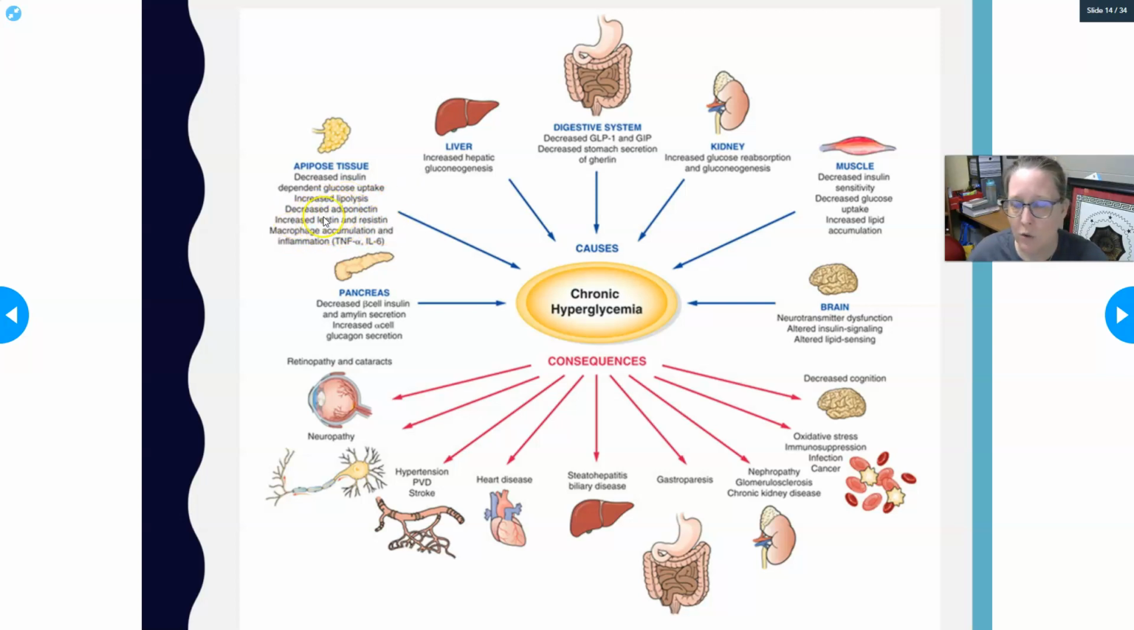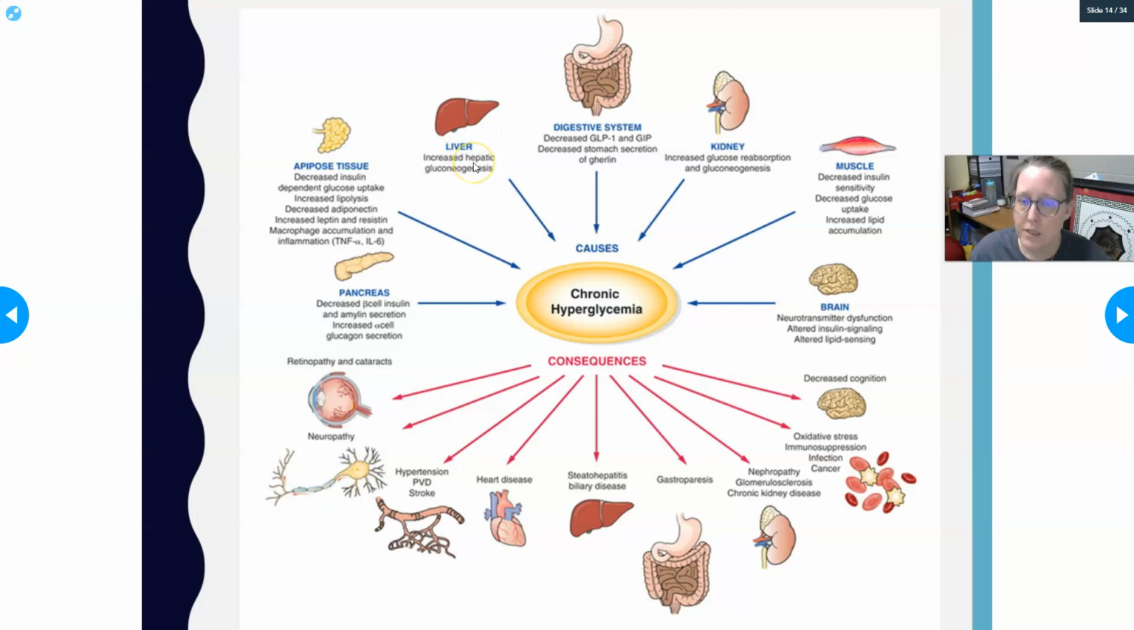Leptin is a signaling hormone that signals your brain how much fat you have on your body and how much you can afford to get rid of. And you can also develop leptin resistance, where basically your body thinks that you have no fat and you can't afford to get rid of any fat, but you're actually 100 pounds overweight, for example. So that's what you would have with leptin resistance. And then there's also increased resistin, and resistin resists insulin action, so that's blocking the insulin action. And you also get macrophage accumulation in the fat cells, which increases inflammation. So all that leads to chronic hyperglycemia.